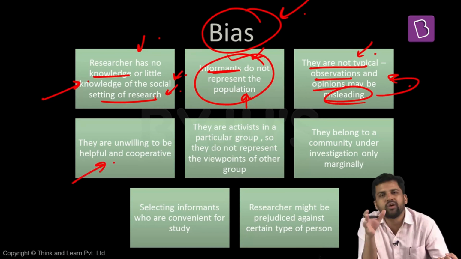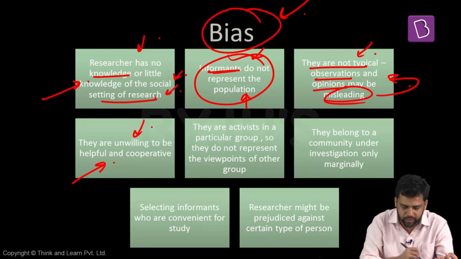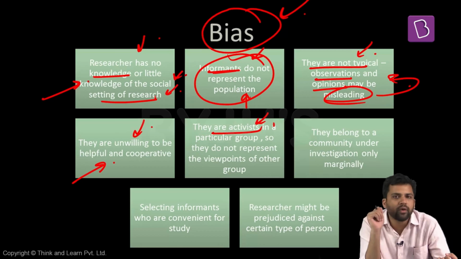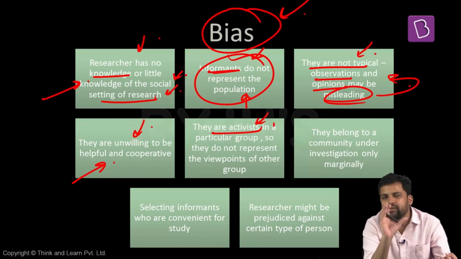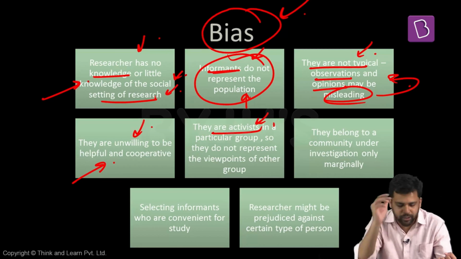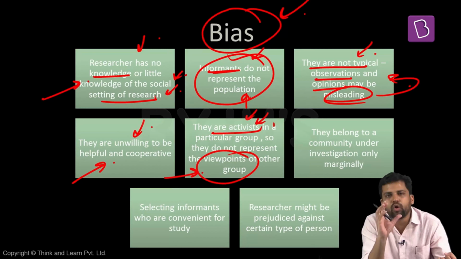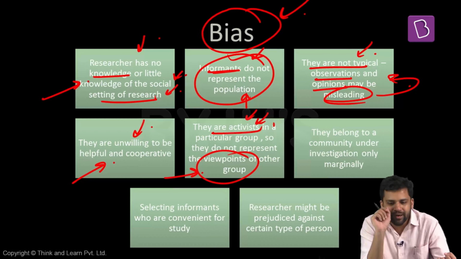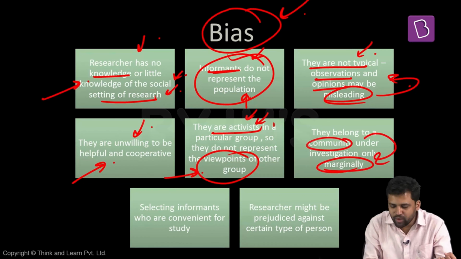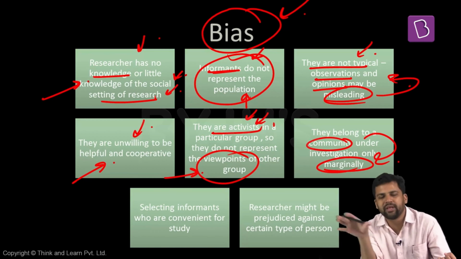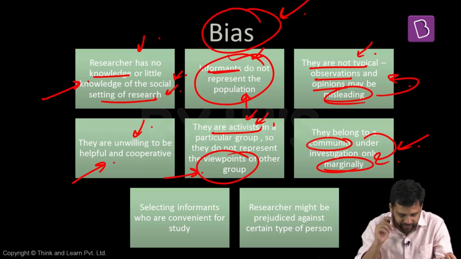Sometimes respondents might not be willing to cooperate with you. They are not helpful, they are not cooperating. Sometimes the respondents you have got, the people you are asking questions, might be activists of a particular group. In that case, whatever answers you are getting, you are basically getting from a particular community or group. You are not getting the other side of the opinion, so you are not getting different viewpoints. Sometimes you want to get some idea about a community, but the respondents you are asking only marginally belong to that community. They do not actually represent the community. They are not fully into that community. So many of the practices and beliefs of the community might not be reflected in them. Their beliefs and practices might be different. So in that case also, you will not get the right information.